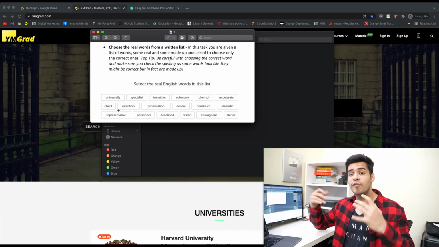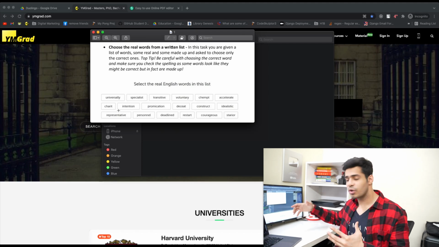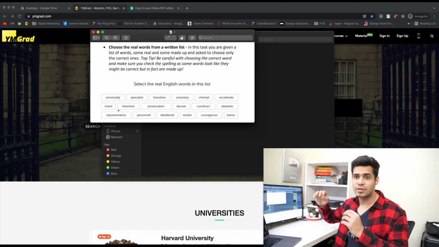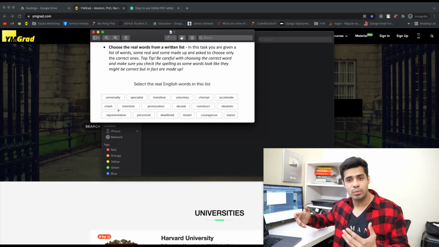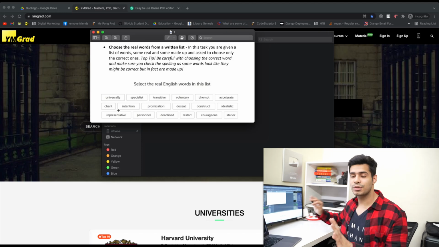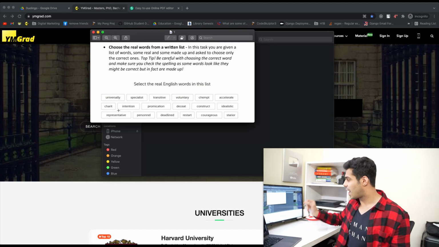Now some of these would be fake words. That means these words would not be actual English words. So you do not have to select those. You have to select the ones which are actual English words, and that's really the end of this. Basically you just have to select those, you have to click next, and that's it. It's as easy as that.